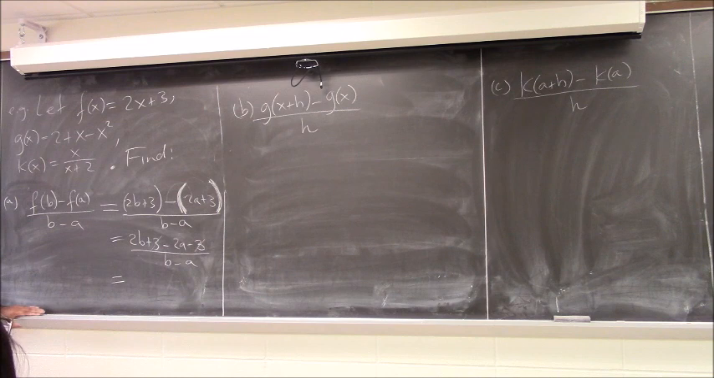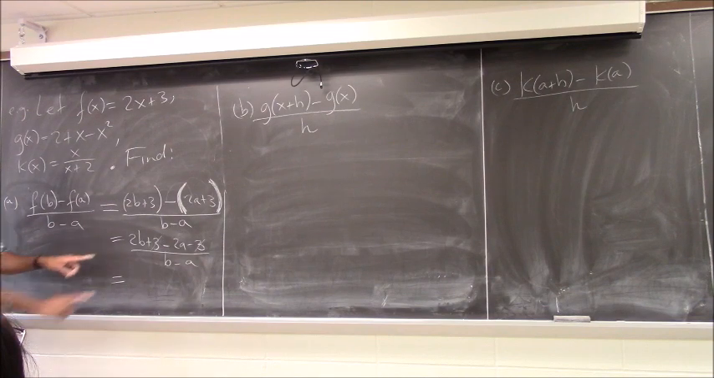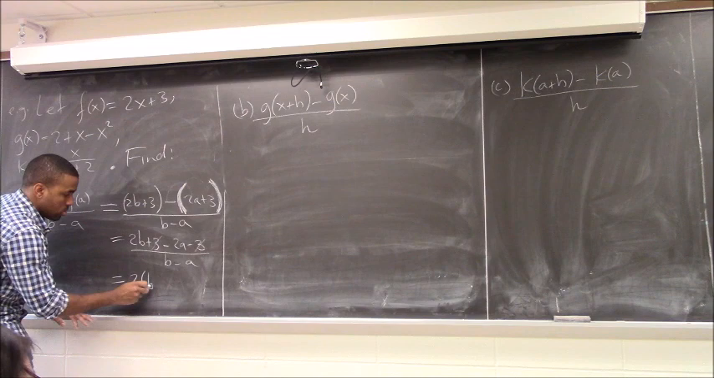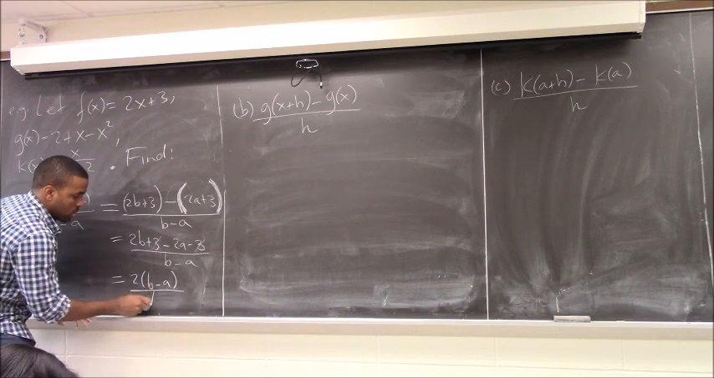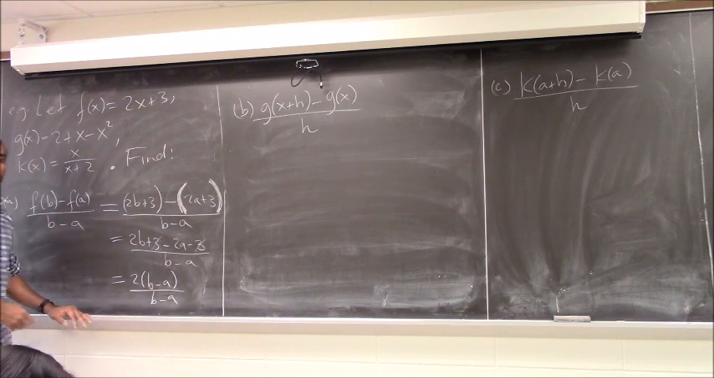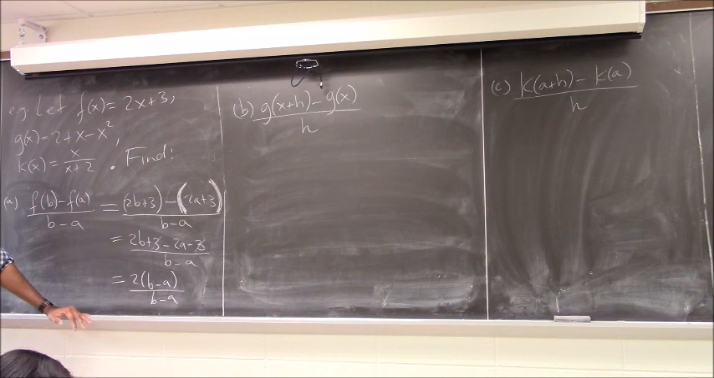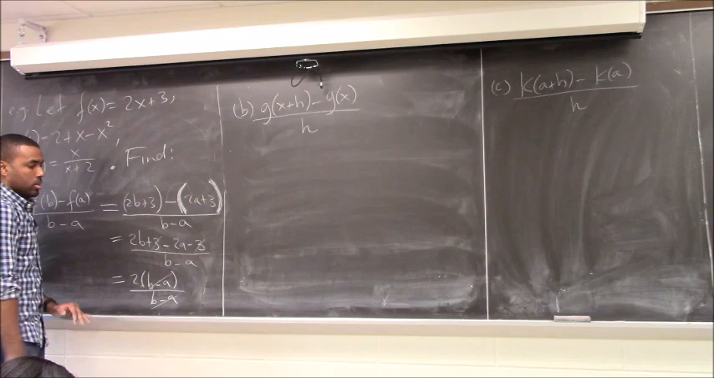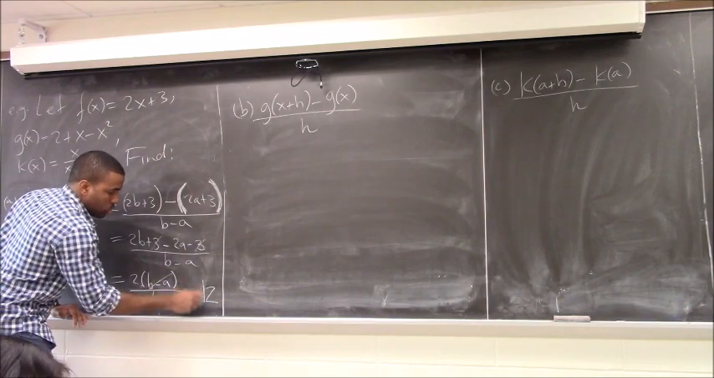What now? 2b minus 2a over b minus a, you can take out the 2 on top. 2 is a common factor now. So I can factor out the 2, and then I can cancel these, because there's a multiplication here. So the answer is 2.